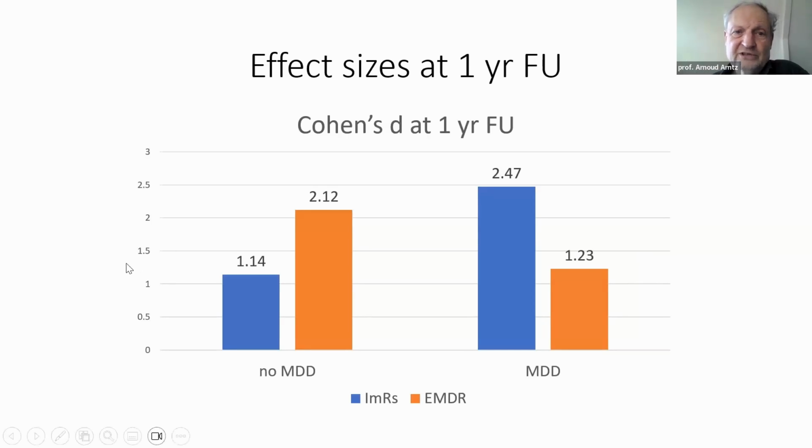Here you see at 1 year the effect sizes, and you see that with no comorbid major depression, EMDR is almost twice as effective as imagery scripting, whereas with comorbid depression, imagery scripting is twice as effective as EMDR. So we could easily double the effectiveness of treatments if this is again found in the current study by giving people with comorbid depression imagery scripting and without EMDR.